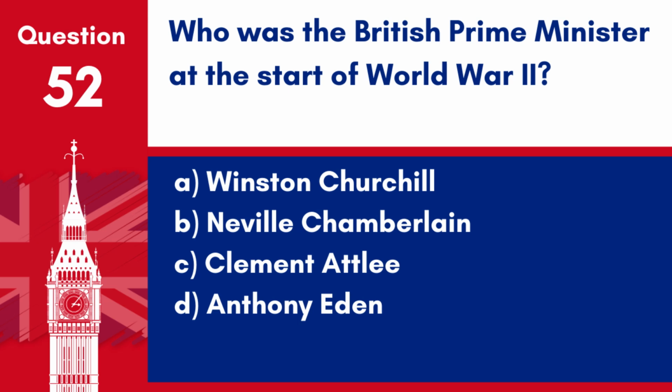Question 52. Who was the British Prime Minister at the start of World War II? A. Winston Churchill. B. Neville Chamberlain. C. Clement Attlee. D. Anthony Eden. Answer B. Neville Chamberlain. Neville Chamberlain was the British Prime Minister at the start of World War II, famously known for his policy of appeasement towards Adolf Hitler.